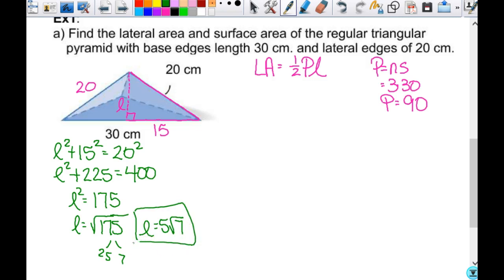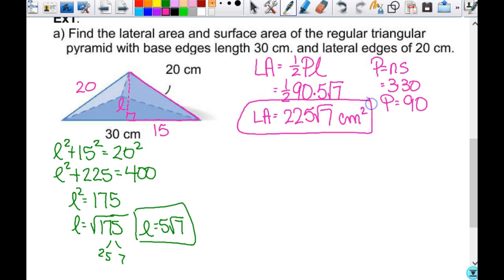I need that. I boxed it like it was a fancy, important answer. I mean, it's important, but it's not really my final answer. You don't necessarily have to box it. But I can come back over here and substitute this in. So now I get 1/2 times the perimeter, which is 90, times the slant height, which is 5 square root of 7. Now, I could take half of 90 right here, but I think I'd rather multiply 5 times 90 than 5 times 45. Would you agree with that? So what's 5 times 90? 450. And then half of 450 is 225. So I get 225 square root of 7 centimeters squared. There is my lateral area.